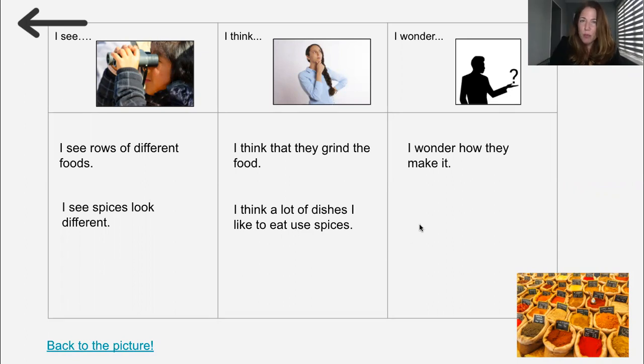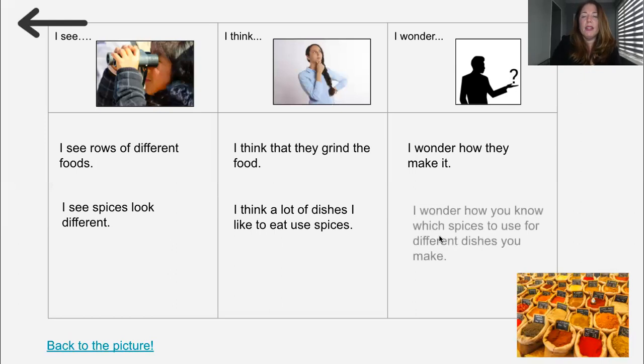And sometimes we have questions that come up in our mind that we're wondering. So, what were you wondering? Jot it down now. I was wondering how you know which spices to use for different dishes that you make. How do you know if I should use cumin or coriander? How do you know?